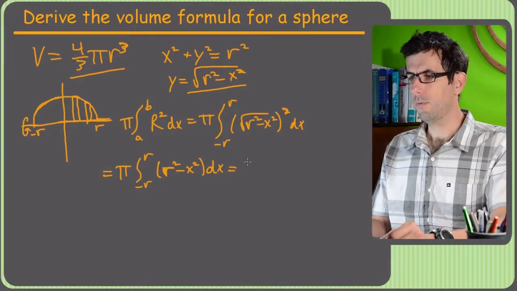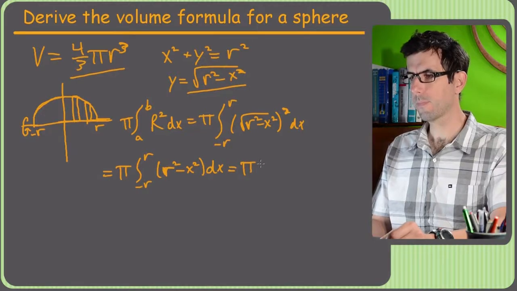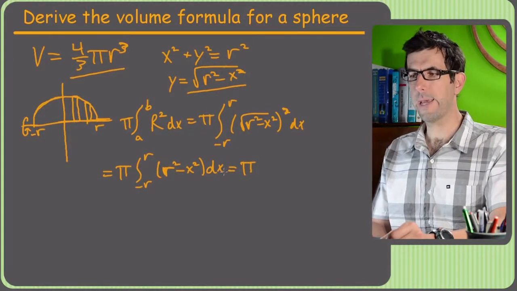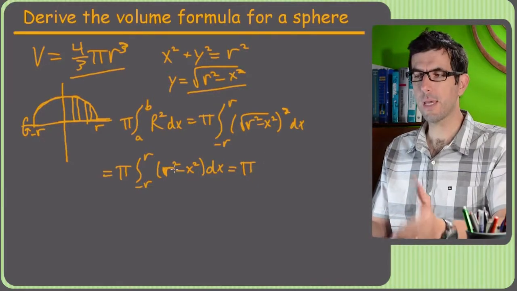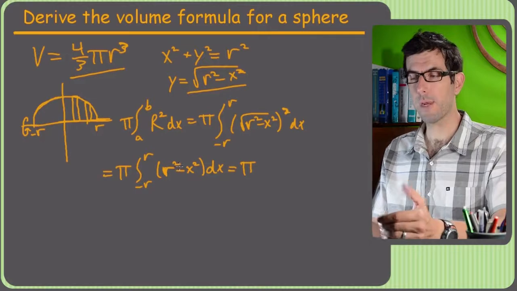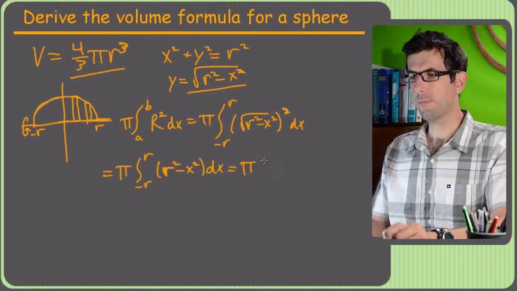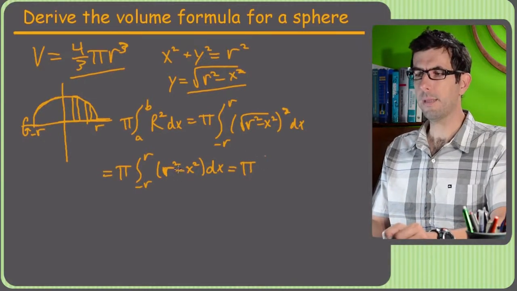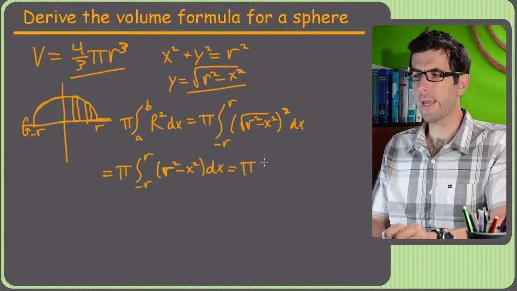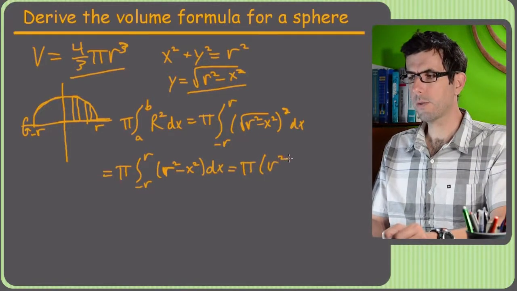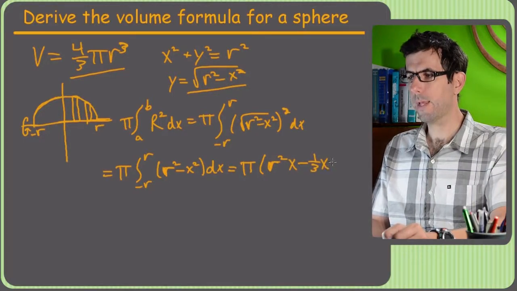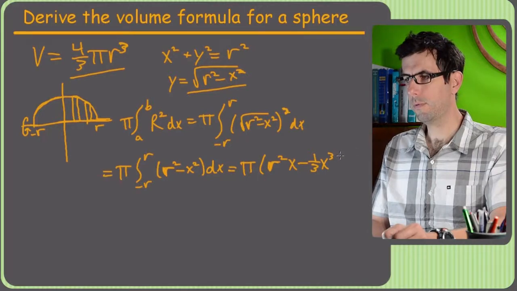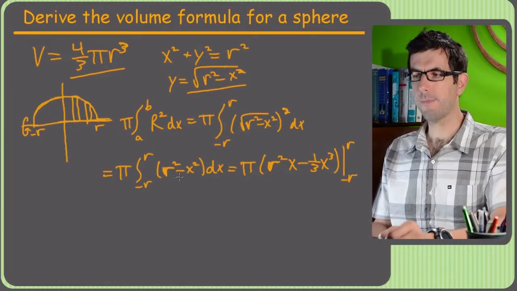All right, so pi. What's the integral of r squared dx? Well, r squared is just a constant. R is a constant, so it's not like I'm going to integrate r squared to being r cubed over 3. It's actually just r squared. It's a constant, but then of course integrating dx you get an x, so it's going to be r squared x minus 1/3 x cubed, from negative r to r.